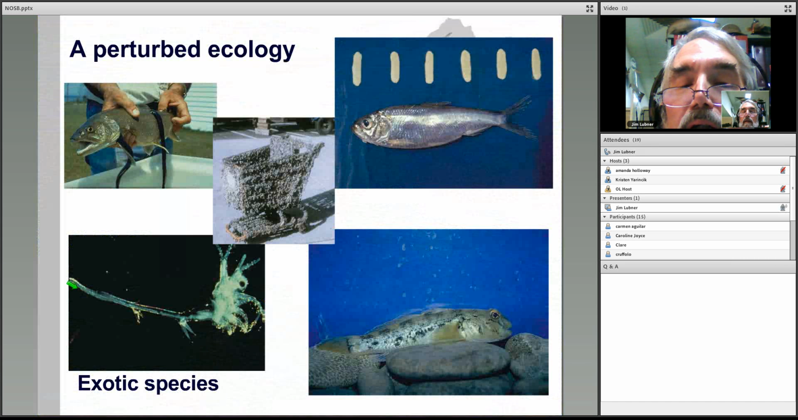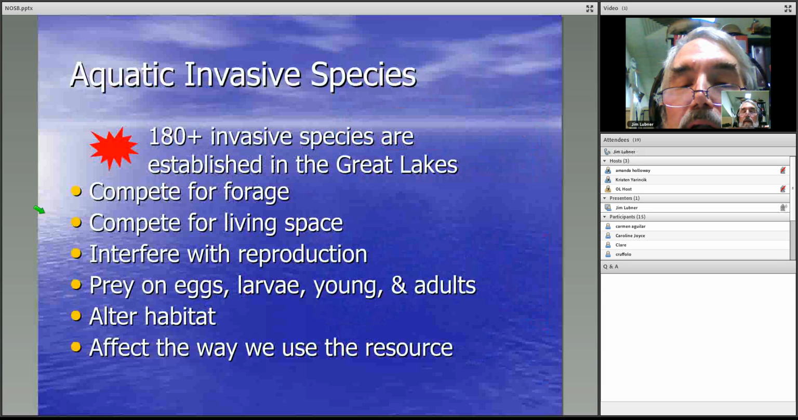Well, I've been talking a little bit about some of these nutrients and chemical parameters. Really what we've got is a perturbed ecology, perturbed relative to a lot of the invasive species that are there, the zebra mussels, which are coating this carp, spiny water flea, round goby. This is an alewife, sea lamprey on a lake trout. So it's a perturbed ecology.